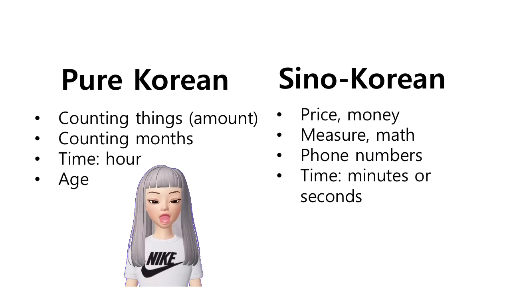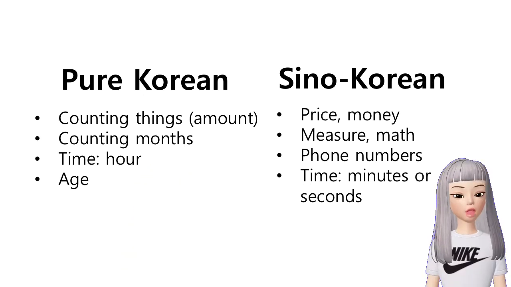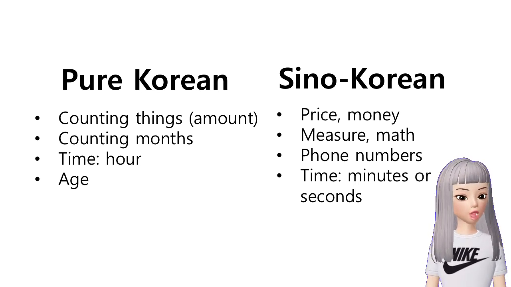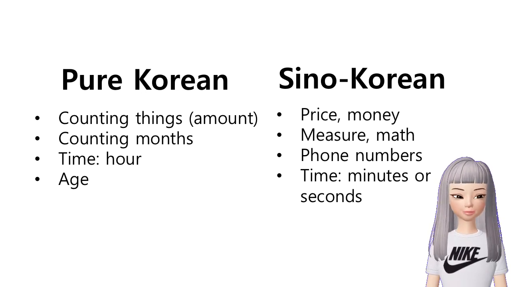Here are some examples of situations where pure Korean is used. First is counting objects, people, animals, etc. Second is when you're talking about months or hours in time. Third is talking about age. On the other hand, sino-Korean numbers are used when you're talking about price, money, or measuring things, or calculating math, when you're talking about numbers, phone numbers, or minutes or seconds in time.